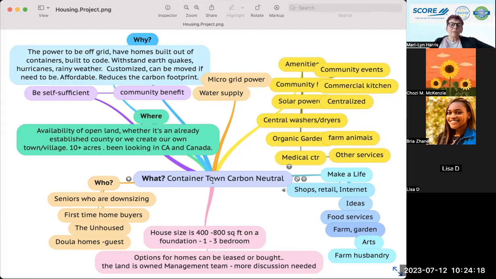And why would they do that? Back to why up here. So why is more down here? Make a life, have different ideas. These are all just different ideas. So people can make a life by doing different things, whether it's food services, maybe they want to have a garden, maybe they want to do arts, maybe they want to have a farm and butcher their own animals. So these are just some of the things.